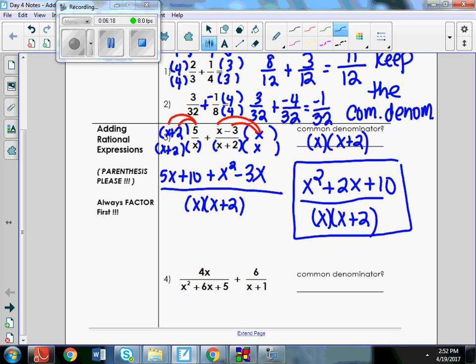It's possible that you could factor the top and then cross something off, but you're not going to have to do that on any of your problems on your notes today. So we're not going to spend a whole lot of time worrying about it because I want to make sure you can just add and subtract.